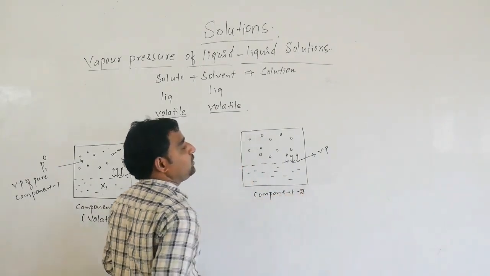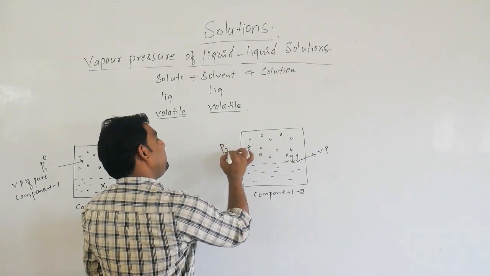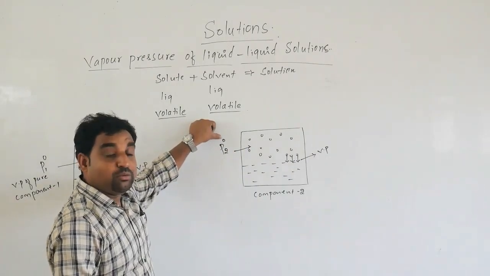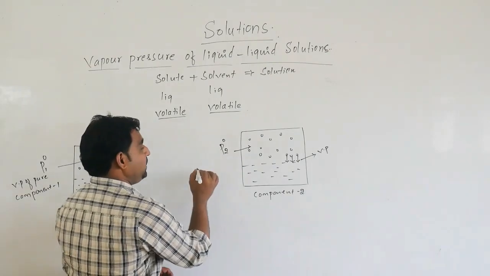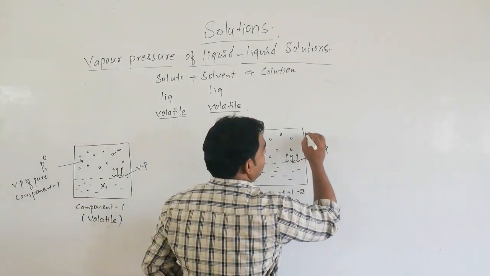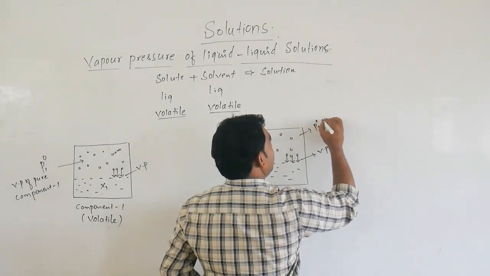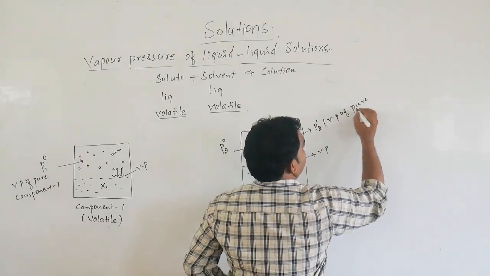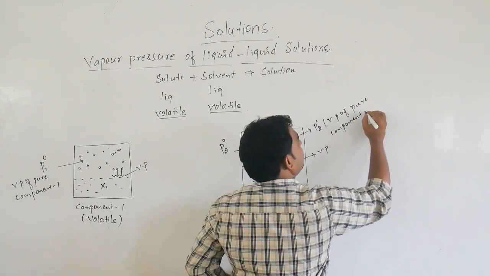Component number 2. So this pressure is denoted by P2 naught. So this P2 indicates what? The pure vapor pressure, or vapor pressure of pure component 2. This indicates that we can take here P2 naught, vapor pressure of pure component 2.